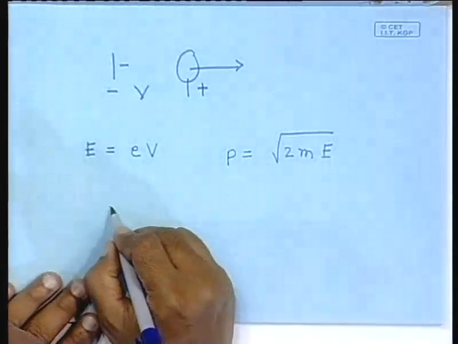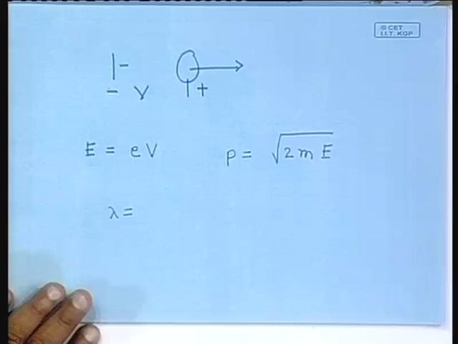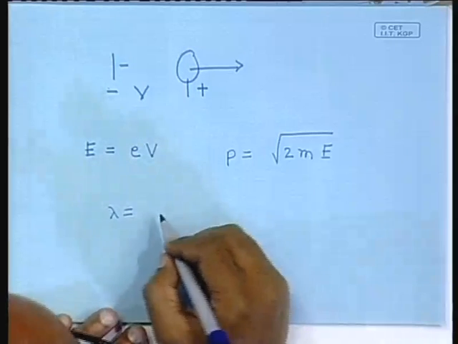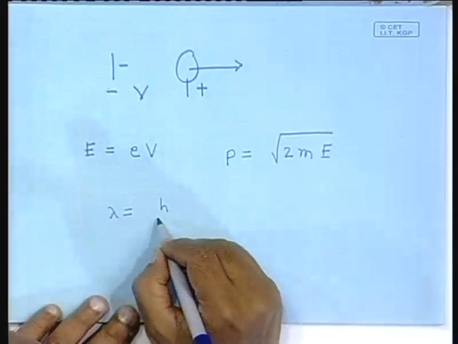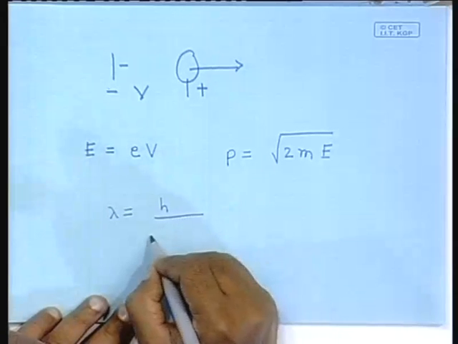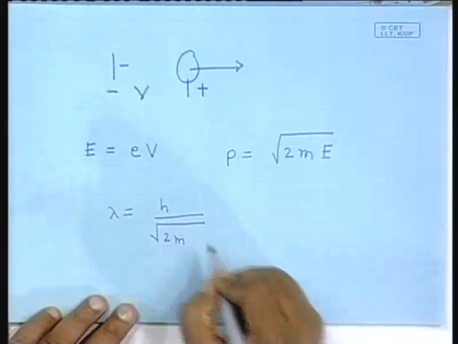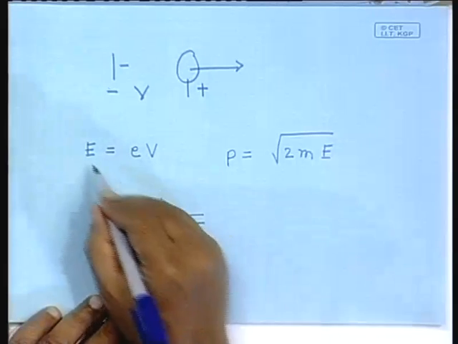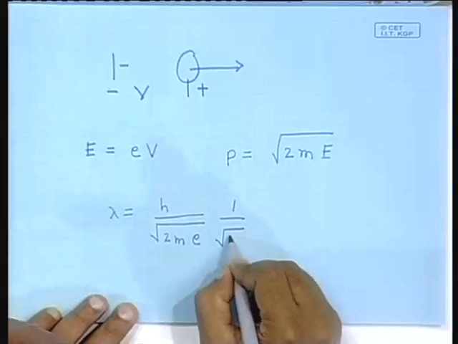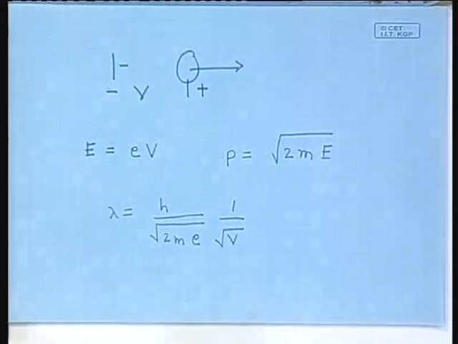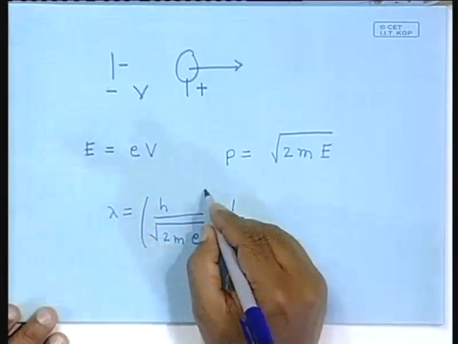So, we can now calculate the wavelength of the electron. This will be h divided by the momentum. So, h divided by the square root of 2m times the charge of the particle times the potential. So, I will write it like this, where V is the voltage, and what we have to now do is calculate this number.